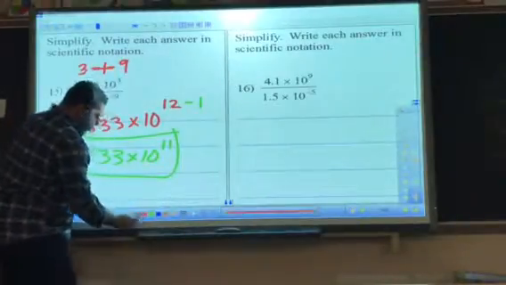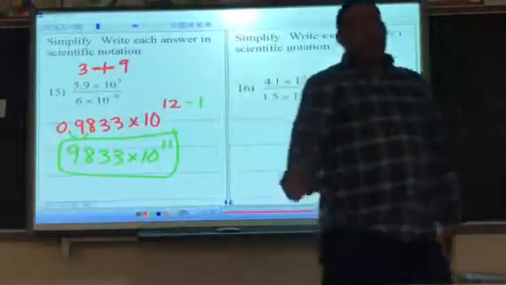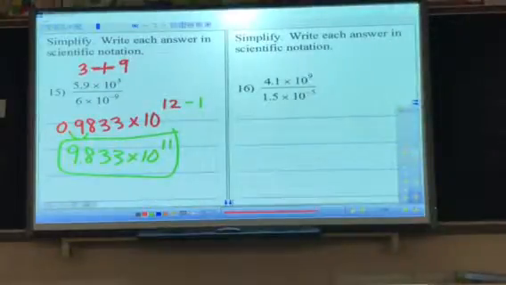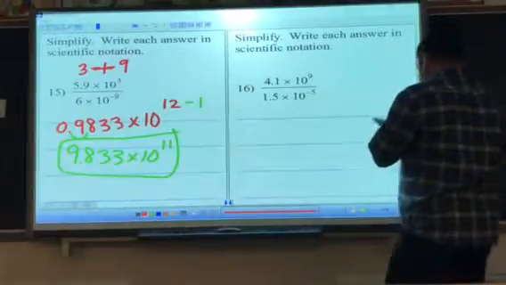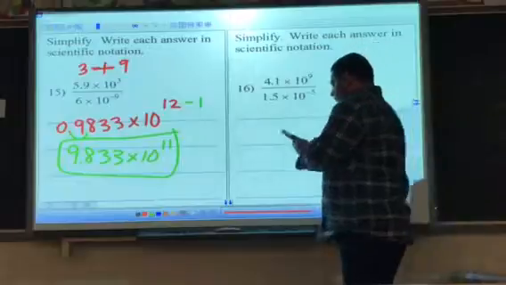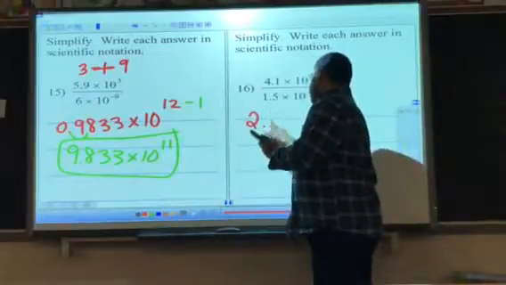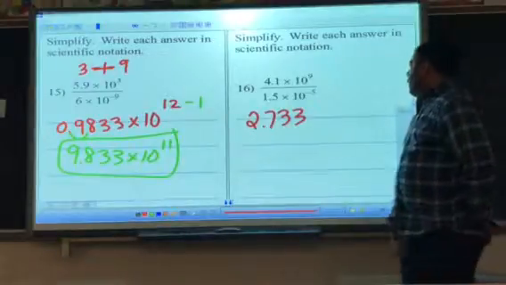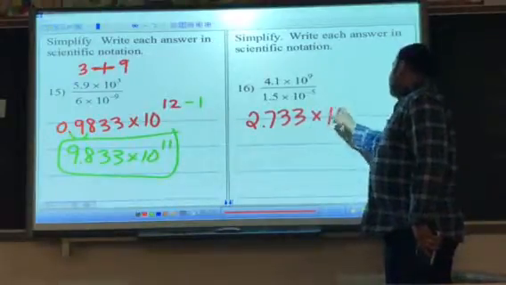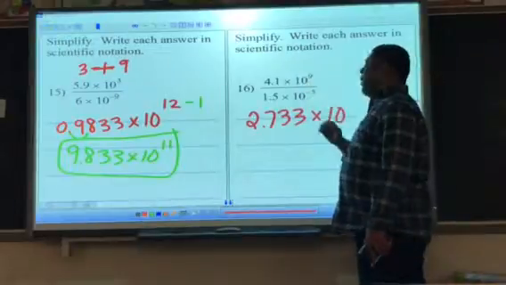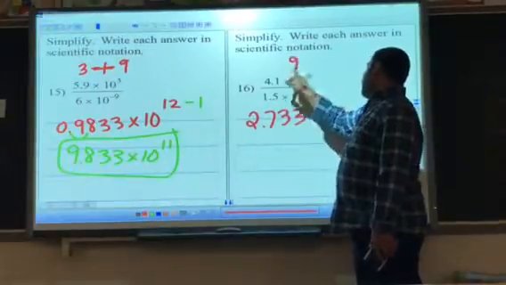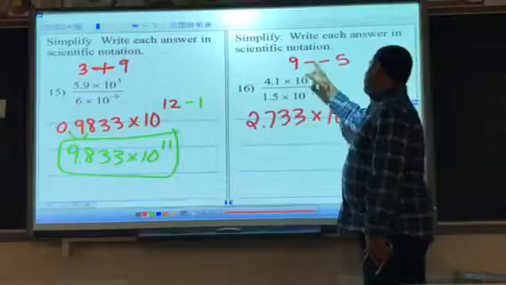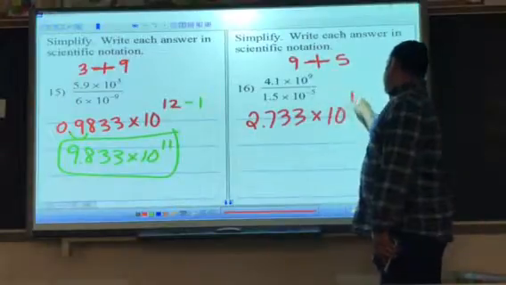Last one here. I want you to pause, and I want you to do this one on your own. All right, let's take a look here. 4.1 divided by 1.5. It's a repeating decimal, so I'm going to have to round it. I'm just going to stop right there, 2.733 times 10. I'm dividing, so I need to make sure that I subtract my exponents. 9 minus negative 5. Minus negative 5 becomes plus 5, and that's 14.